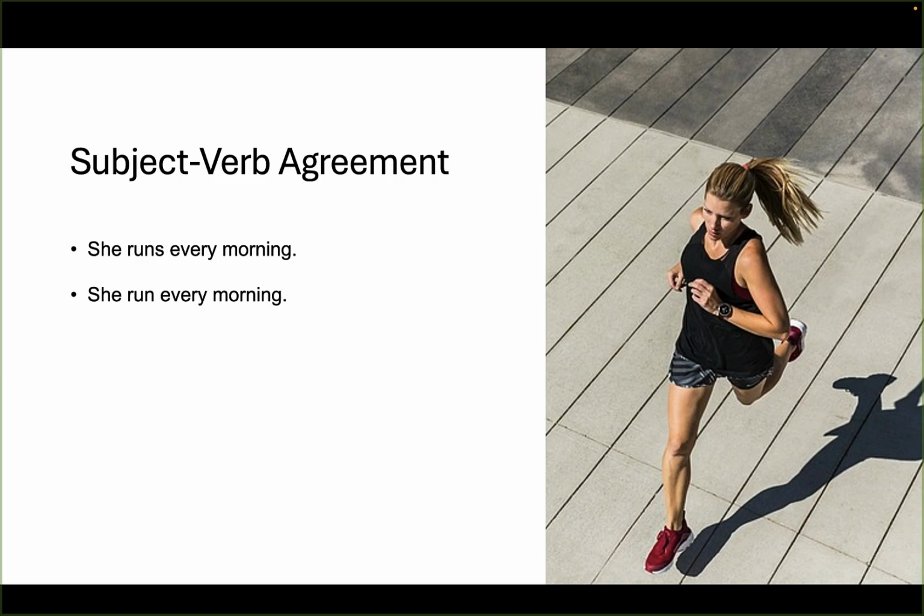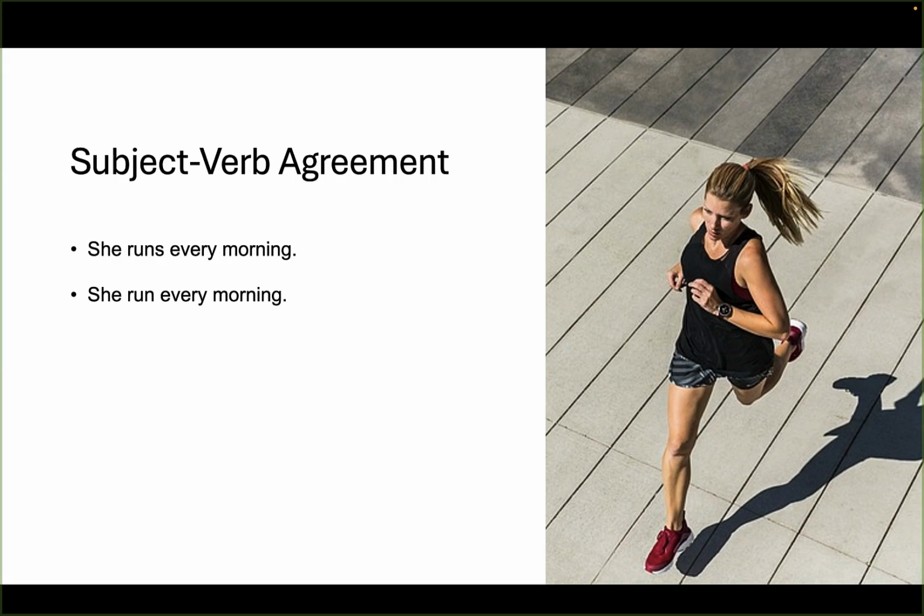Now let's look at this as an example with subject-verb agreement. What do you think it is? She runs every morning or she run every morning? When we talk about subject-verb agreements, it refers to the rule that a subject and verb in a sentence need to match in number. So if the subject is singular, the verb must also be singular. Or if the subject is plural, the verb must also be plural.